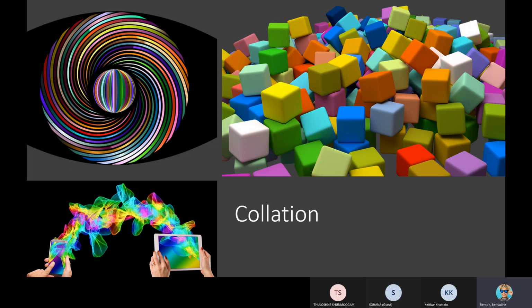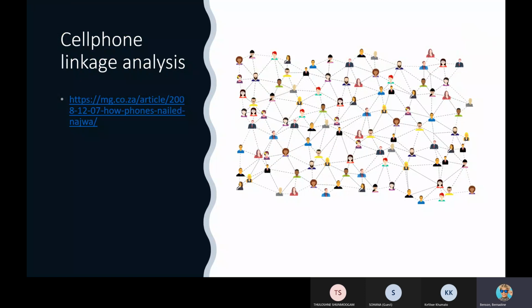So already by the collation, when it starts, can I almost say now we start bringing in the computer programs and the systems to help us once we've sorted the data into databases or spreadsheets. Now we run the algorithm or whatever we use. And one of these is cell phone linkage analysis. There is an image there of how cell phones can link people in terms of networks.